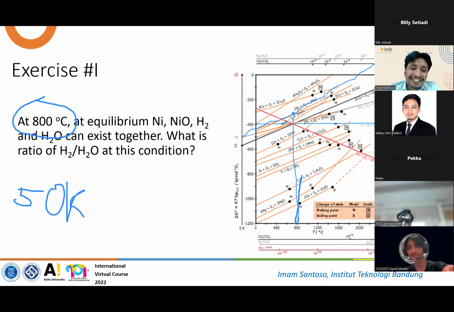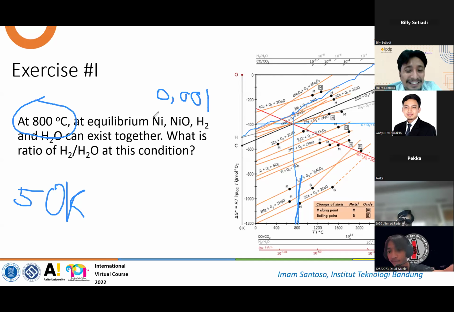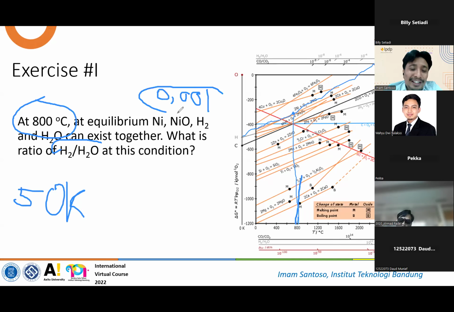Okay, Daud. So it is around, higher than around 0.001. Yes. Okay, let's continue, Daud. So this is called the equilibrium ratio between hydrogen and water.